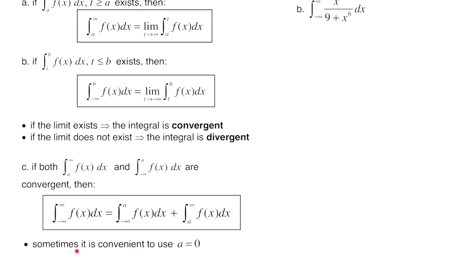Down here's a note: sometimes it is convenient to use a specifically equal to 0. So when you have an integral from negative infinity to positive infinity, again you can break this up, and again it works out nicely using 0. So you go from negative infinity to 0 plus 0 to infinity.